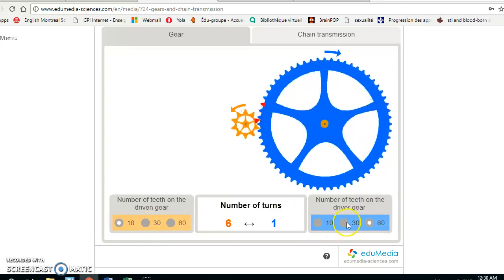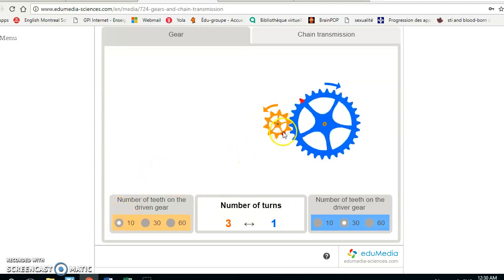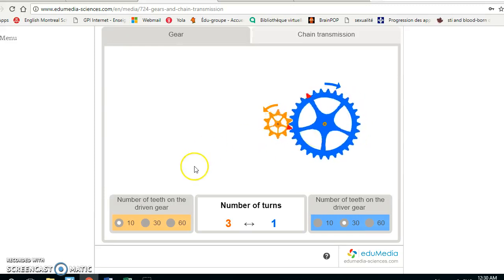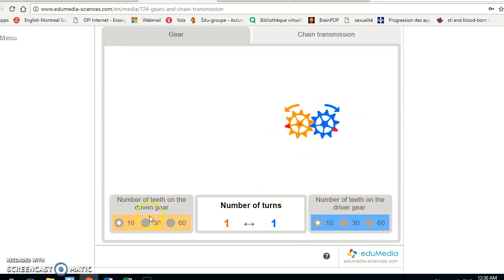If we bring it down to 30, 30 divided by 10 is 3. So the driven gear goes 3 times faster than the driver. And back to 10 and 10: 10 divided by 10 equals 1. So there is no change.